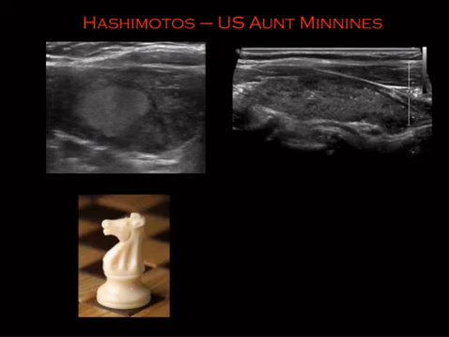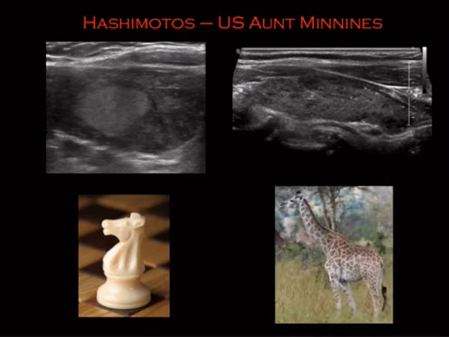The second finding here is this heterogeneous looking parenchyma, sort of spotty looking. Some people will call this giraffe skin. This is a buzzword for Hashimoto's. Now, Graves' disease can be heterogeneous also, so I think this is less helpful. The one that is more helpful is the white knight.